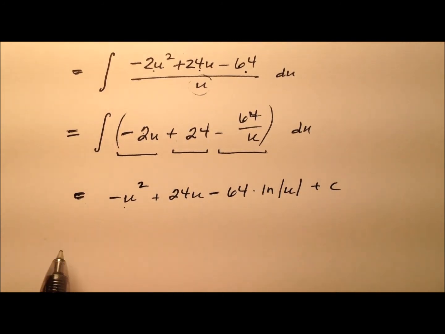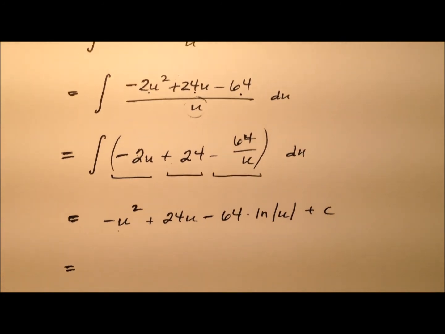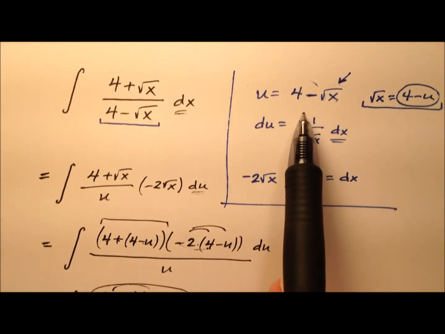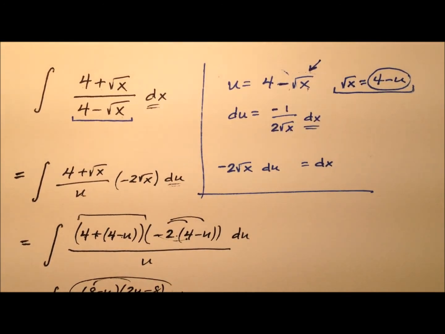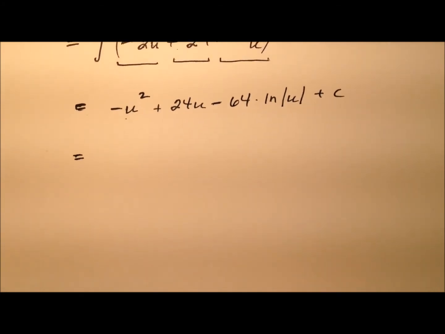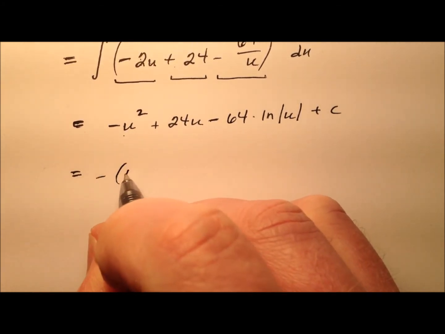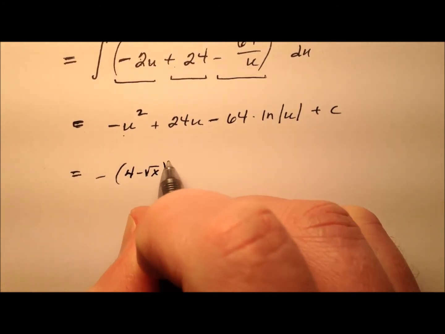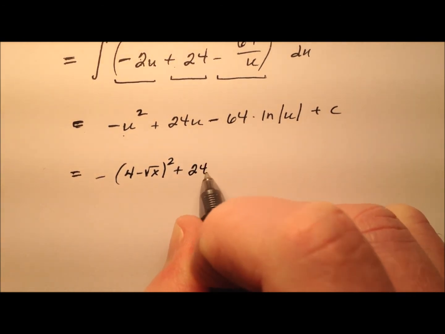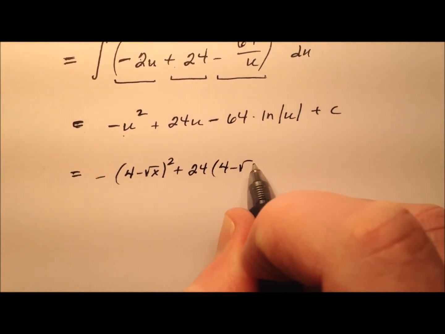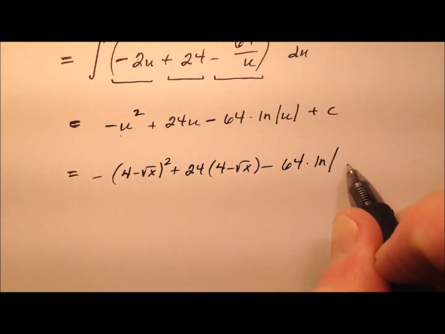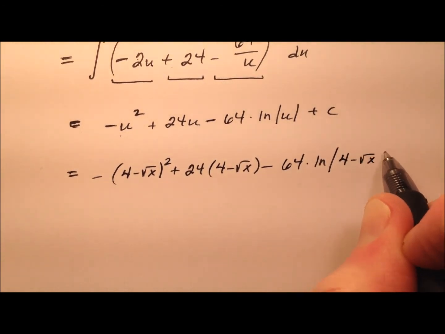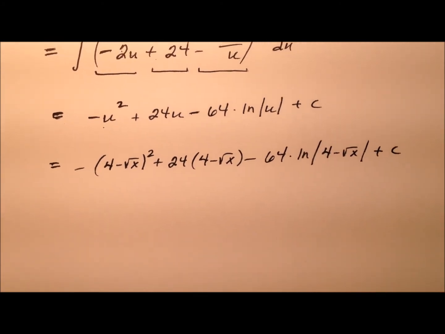Well, we've got u in a couple of different places, so let's plug that u back in. So if we go back to the top, we saw that our u was 4 minus the square root of x. So let's make that substitution. So negative 4 minus the square root of x, squared, plus 24 times 4 minus the square root of x, minus 64 times the natural log of the absolute value of 4 minus the square root of x, plus c.